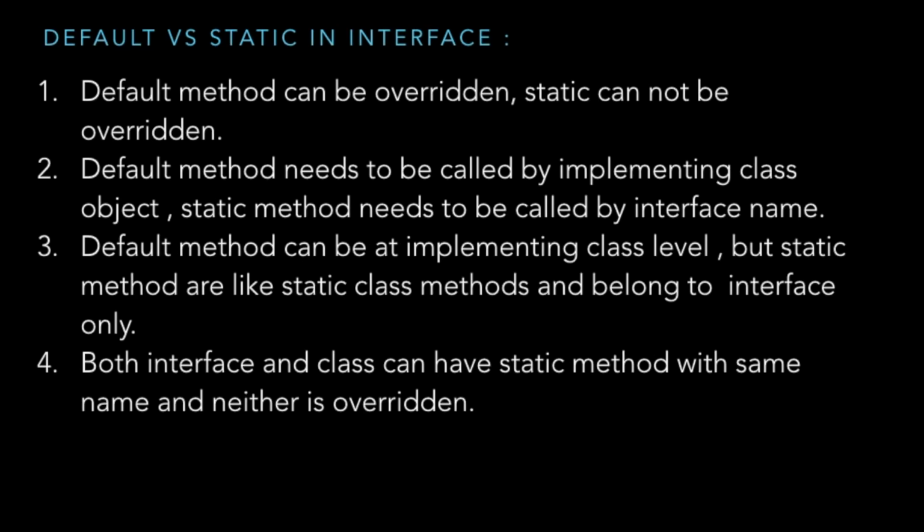Let's conclude this session by seeing what is the difference between the default method and the static method in the interface. First point is the default method can be overridden, whereas the static method cannot be overridden. Default method needs to be called by the implementing class object, whereas the static method needs to be called by the interface name itself. Third point is the default method can be at the implementing class level, but the static method is always at the interface level. Fourth point is both interface and class can have a static method with the same name, but neither is overridden. So all these four points I have just explained in my video.